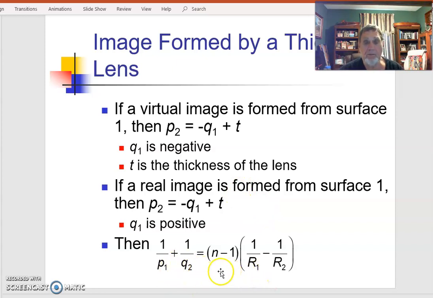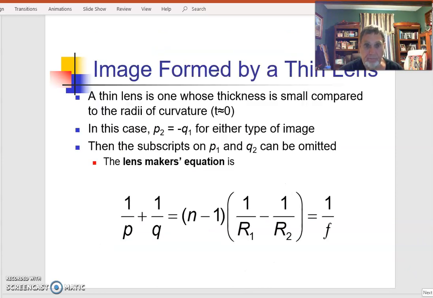It looks a lot like the mirror equation: 1 over P plus 1 over Q. The algebra gives us an n minus 1, because remember, air's on one side, glass on the other. And it's the difference in the two radii, 1 over R1 minus 1 over R2. So 1 over that will be our focal length. So the focal length depends on both the radii of your curved surfaces and your index of refraction. So it's a bit more complicated. And this is also what we call the thin lens equation, because we've ignored the thickness. Basically, we let it go to 0.